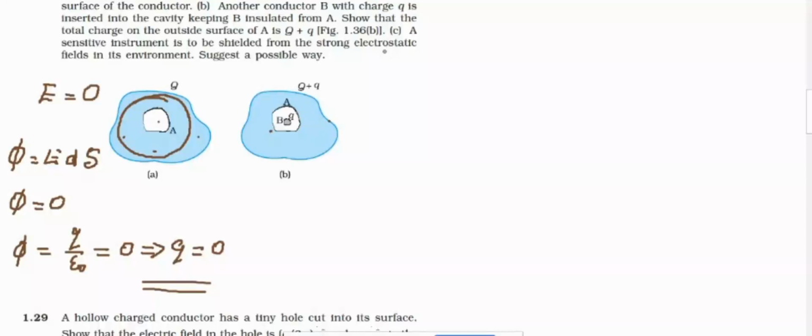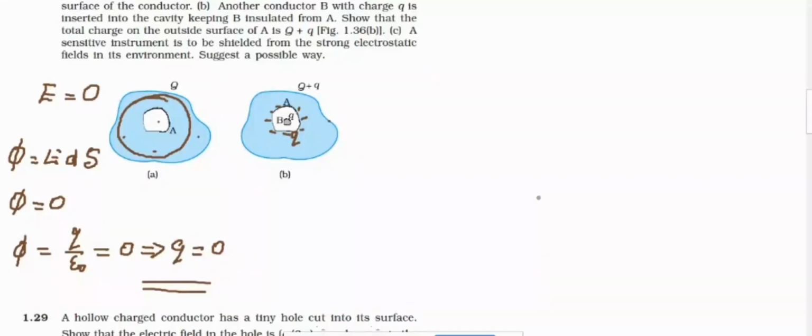Now come to part B. Another conductor B with a charge small q is inserted into the cavity, keeping B insulated from A. Show that the total charge on the outside surface of A is Q plus q. So as object B is placed inside the cavity carrying charge q, naturally then what happened? Here there will be induction of charge. Due to the presence of charge q inside the cavity, charge minus q is induced over the inner surface.